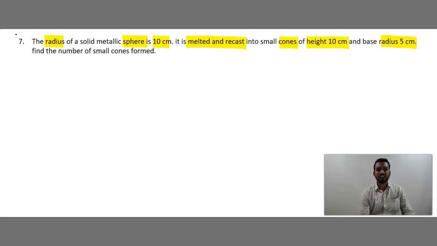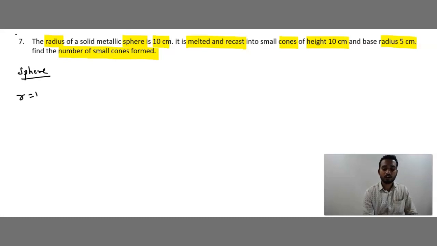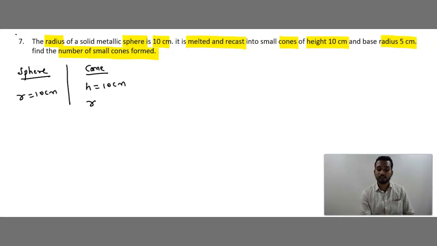Here he is asking something different. Can you see this? He is asking us to find the number of small cones formed, meaning how many cones are formed. That is what we actually need to find. No problem. Let me write the details regarding the sphere. What is the radius of the sphere? 10 centimeters. Next, we are recasting into small cones, right? Now we are writing the properties of the cone. What is the height of the cone? 10 centimeters. What is the base radius?